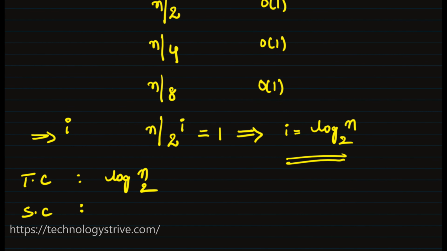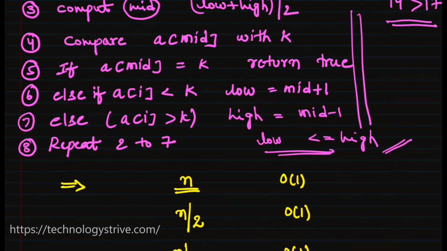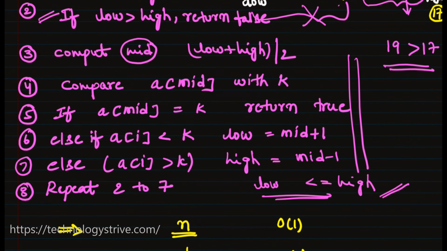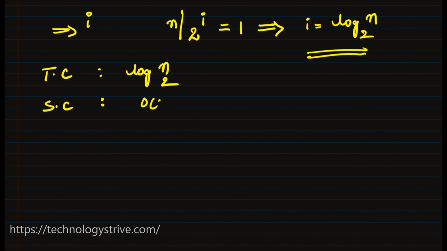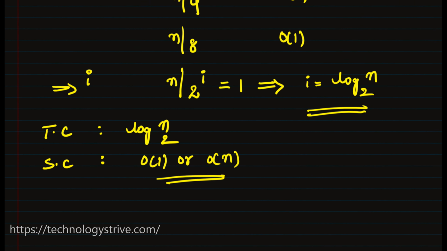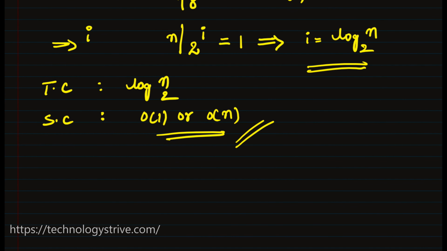Space complexity. The space complexity of the binary search algorithm depends on its implementation. Here we can use either a recursive mode of implementation or an iterative mode of implementation. If we use recursion, obviously a recursive stack will be used, which will take order of n, but if it is iterative mode it just takes order of 1. So order of 1 or order of n, I'll mention for now. When we write code for these algorithms, at that time it will be very clear why it is order of 1 or order of n depending on the implementation.